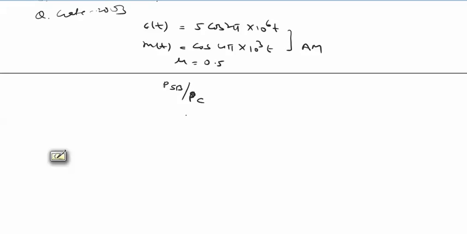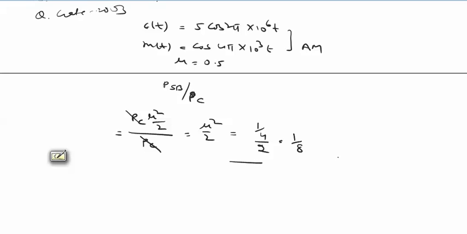For calculation of sideband power, the formula is PC mu square upon 2. Total sideband power upon carrier power, I cancel out these two terms. Mu square divided by 2. Mu is already known to us. 1 by 4, 1 and 2, means 1 by 8 is our answer. Very simple question in GATE. The sideband has 25% of total power if mu equals 0.5.